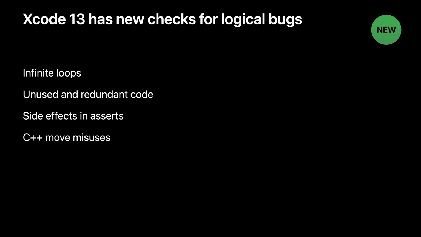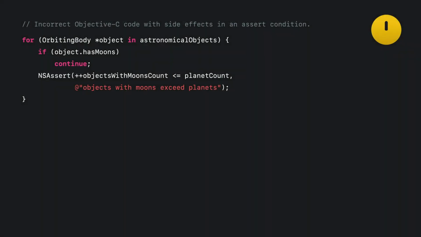Parts of these new checks are open source contributions made to Apple's Clang compiler. Let's see some examples of bugs these new checks can catch. In general, it's a good practice to use asserts to validate your expectations about your code. However, you must make sure that asserts do not have side effects such as writing to variables or memory.